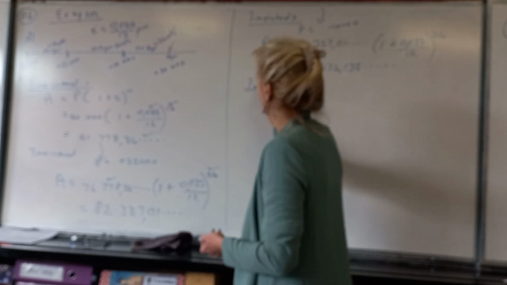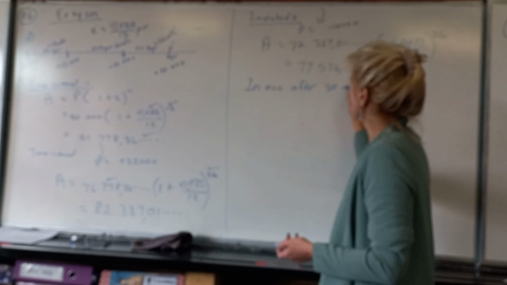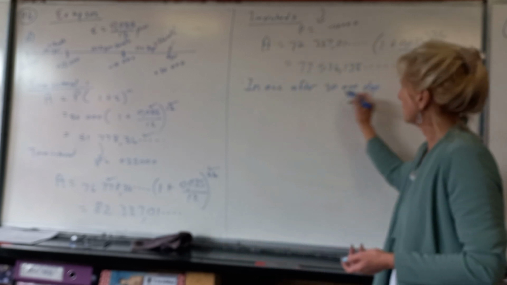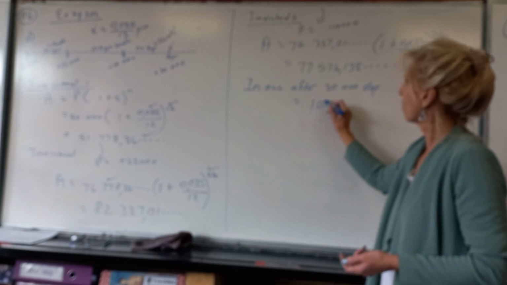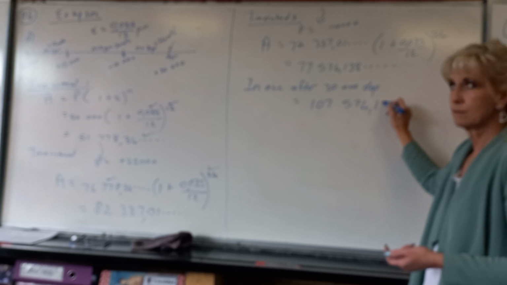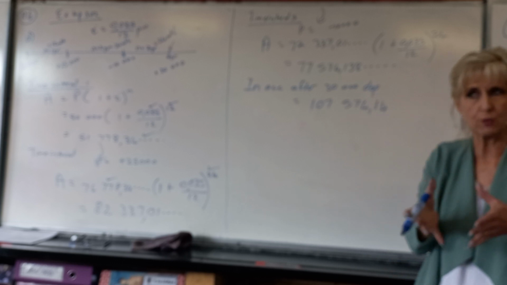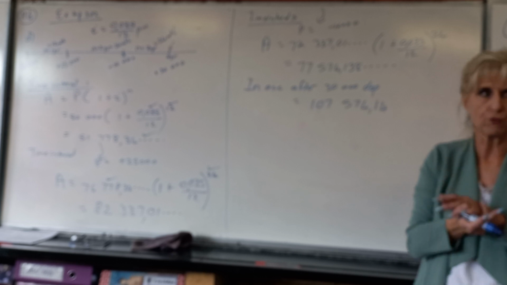So in the account, after 30,000 deposited is 107574,14. Agreed? Because we're rounding off now because that was a question. When they ask you a pertinent question, you round off.